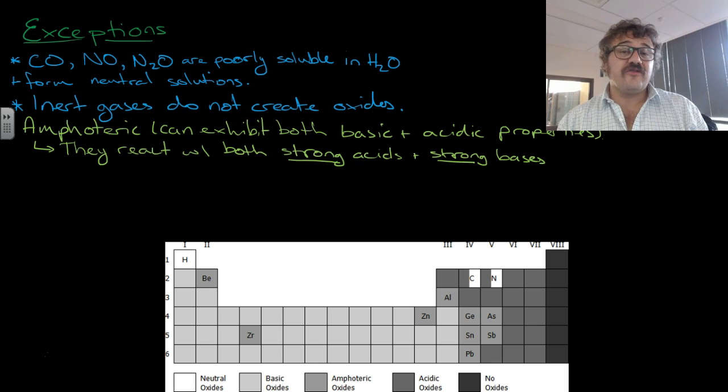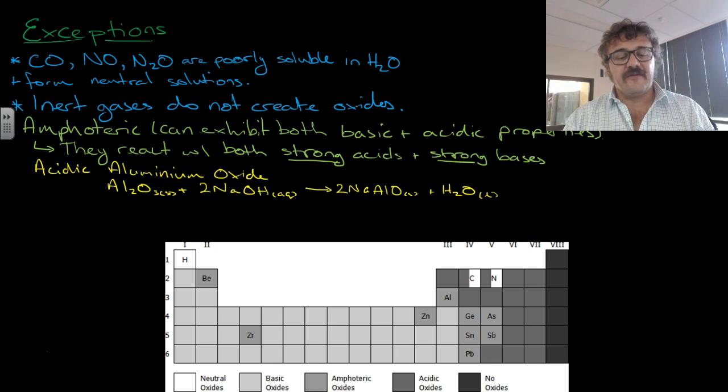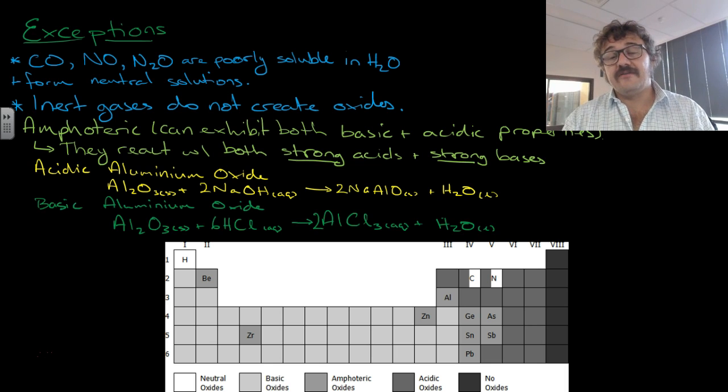And this means they can neutralize both strong bases and strong acids, and that's particularly strong, not weak. It won't do the same thing with weak ones. So, for example, aluminium oxide can be acidic. If we react it with sodium hydroxide, you'll get sodium aluminium oxide plus water, and that's neutralized it. But if we react it with hydrochloric acid, you get aluminium chloride plus water, and thus neutralizing that.